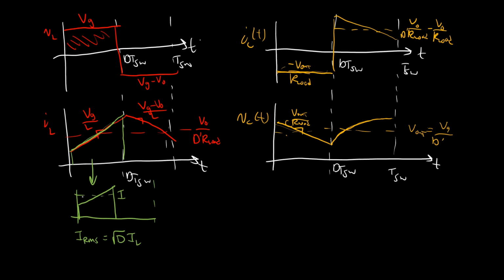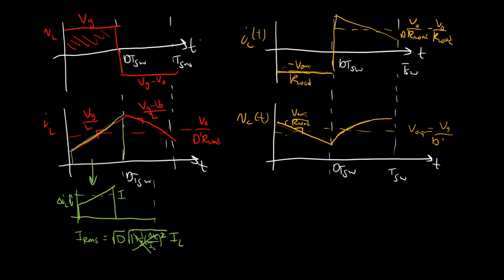Again, with the ripple, there's some extra term. So I could be more precise. If we included the ripple, the average to peak ripple, delta IL, then you'd actually get this extra term, which I believe is 1 over 3 squared times IL. But we won't pay attention to this bit for now. We'll just consider this root D times IL.